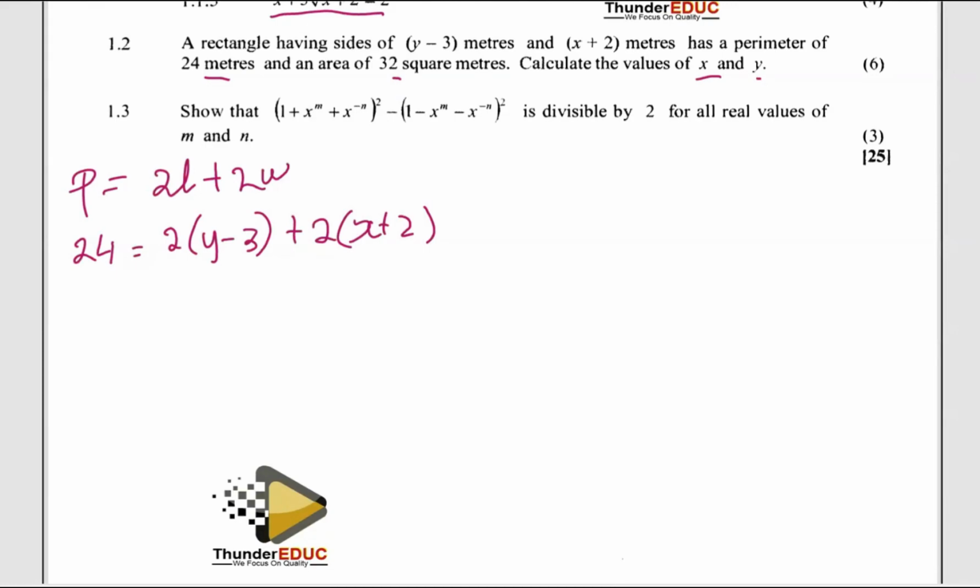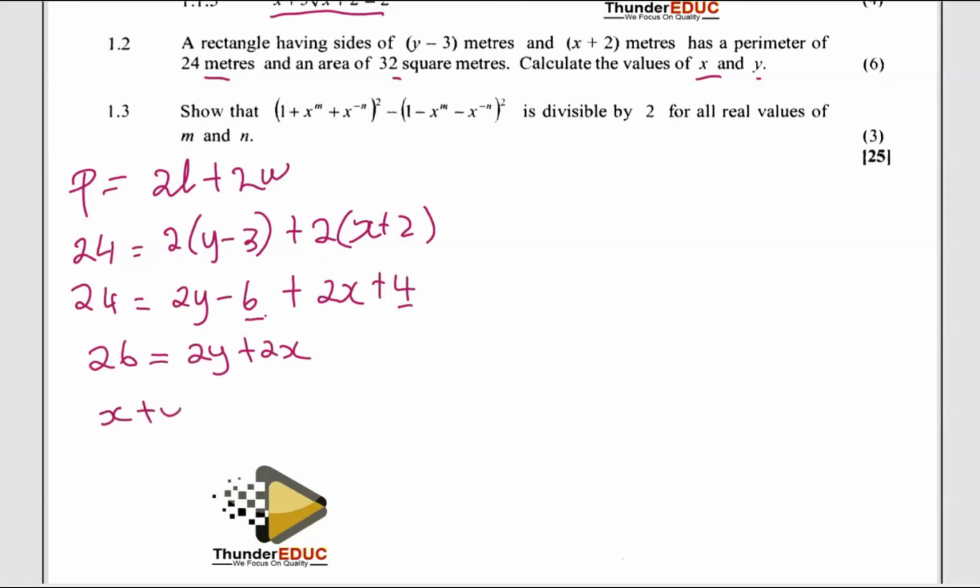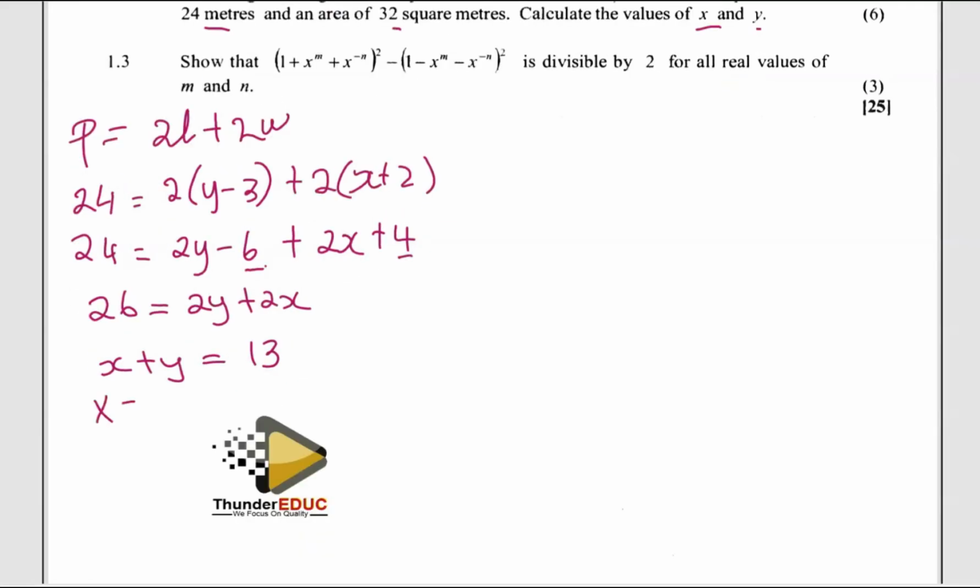And let's open it up. So 24 is equivalent to 2y minus 6 plus 2x plus 4. Let's simplify this, and this is going to give us a negative 2. When I move it that side, I'll have 26 here. So 2y plus 2x. Divide through by 2, meaning that x plus y should be 13. Let me make x the subject here. Let me say that x is going to be 13 minus y. I'll call this equation number 1.